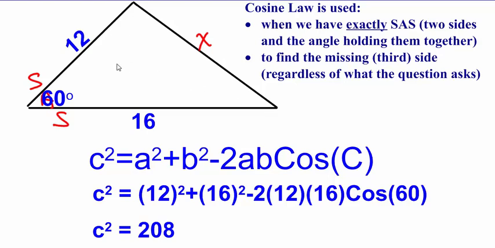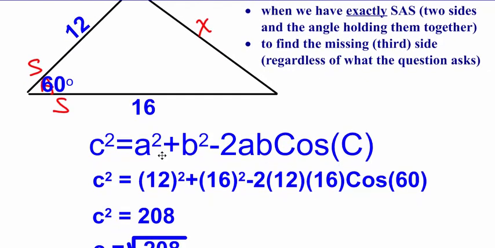Regardless of where it is in the question, I will always make the angle that I'm using C for the sake of using this. Sometimes you'll see the equation written as a squared equals, and sort of exactly the same thing, but with the b's and c's or the a's and b's mixed up. I just prefer to keep it in the one form. C is always the side that I'm looking for. It's always the angle I know.